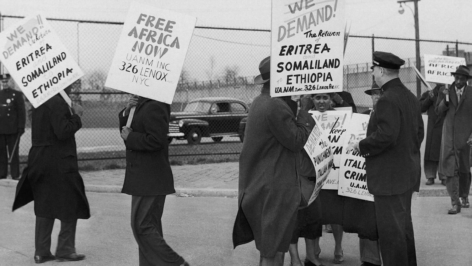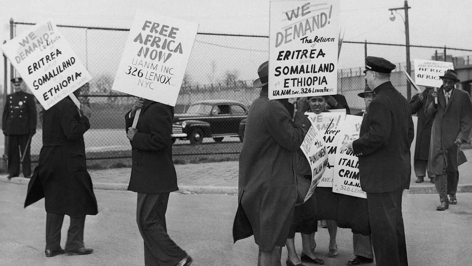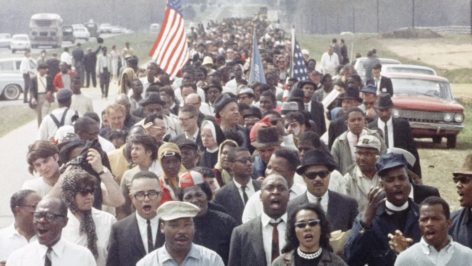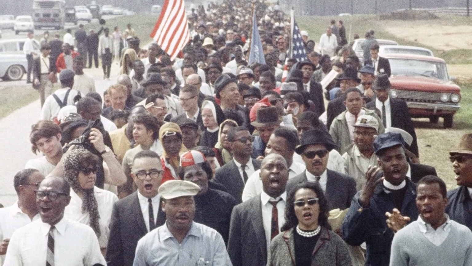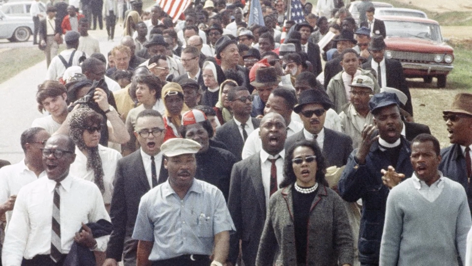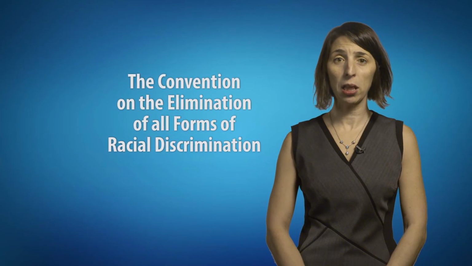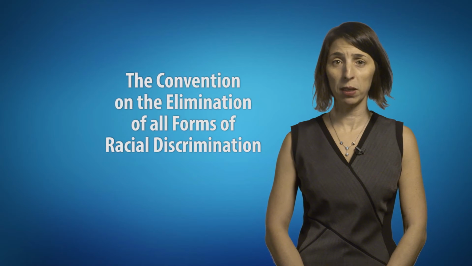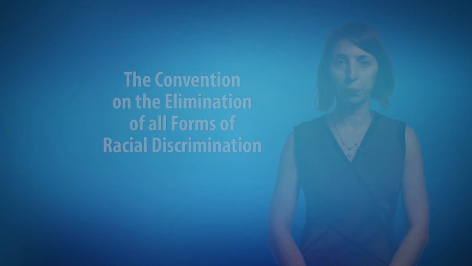In 1965, against the backdrop of decolonization and the U.S. civil rights movement, the United Nations adopted its first universal human rights treaty, the Convention on the Elimination of All Forms of Racial Discrimination.